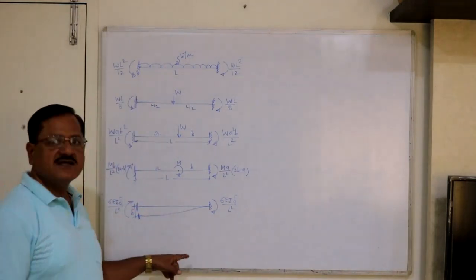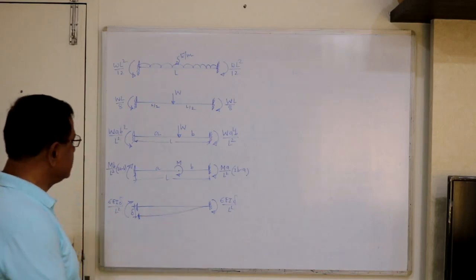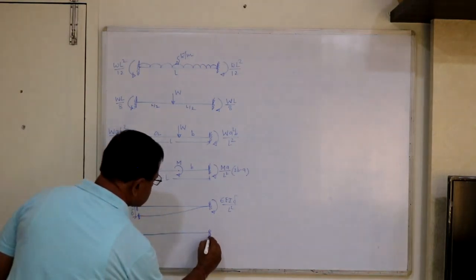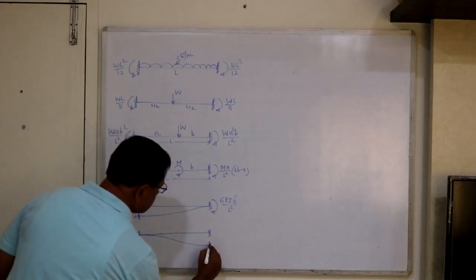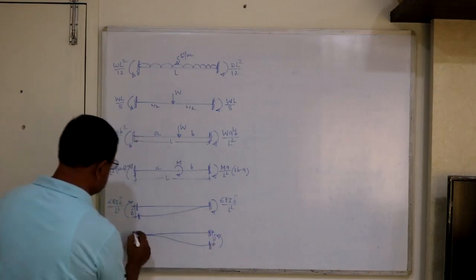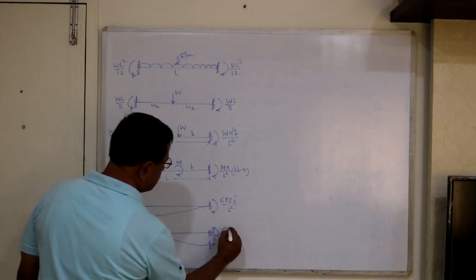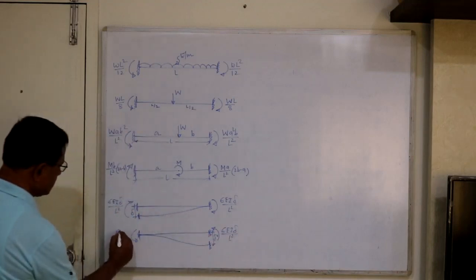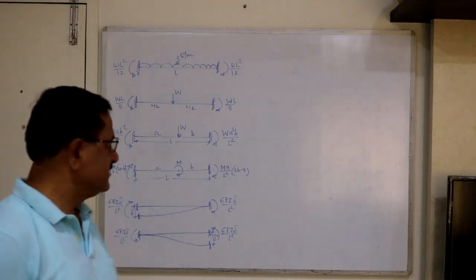However, in moment distribution method, if sinking of support is given, we have to calculate the fixed end moments due to the sinking independently. And suppose the right support sinks down, this is delta. Then anti-clockwise moments will be developed at both ends, and the value is the same, 6 EI delta upon L square. So these are the standard cases of fixed end moments.